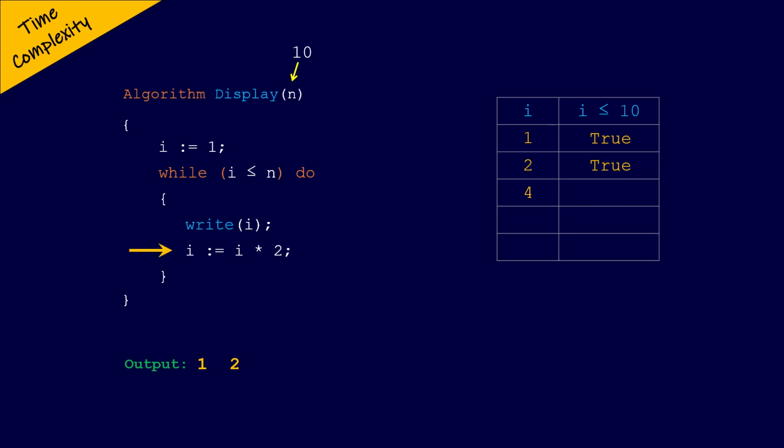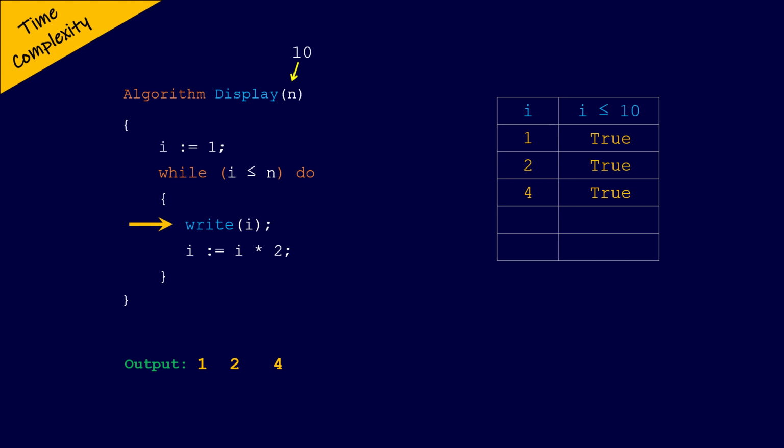Then we move back to the while loop and check the condition I less than or equal to n. At this point, we have the current value of variable I as 4, and 4 less than or equal to 10 is true. Therefore, the statements within the while loop will be executed. That is the write statement that will output the current value of I, which is 4.